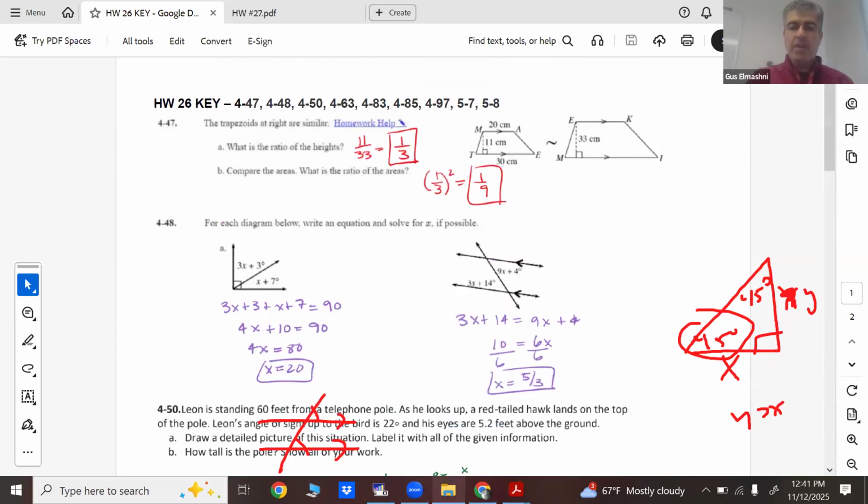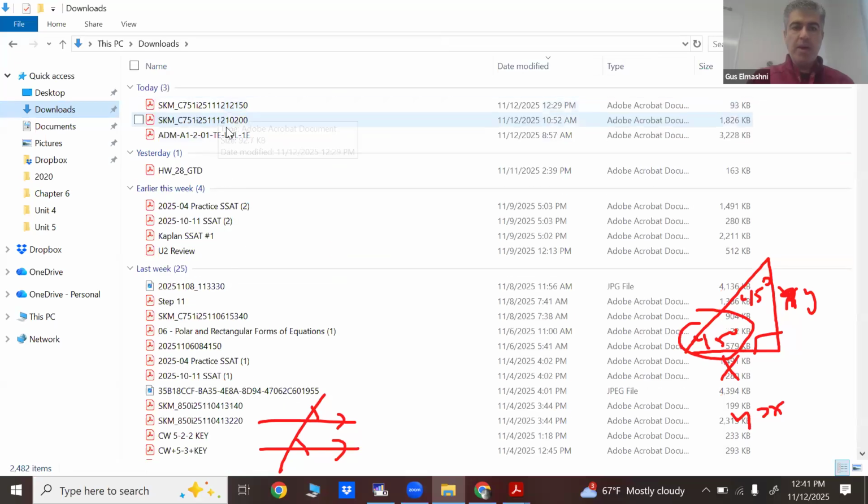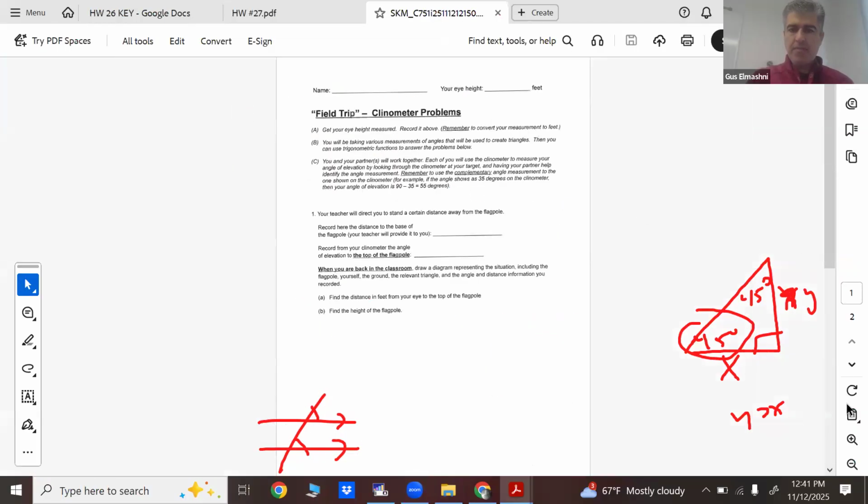Okay. So for the clinometer thing, what you guys are going to be working on, we're going to take some measurements before we head out. I think it's this one. Yeah, there we go.